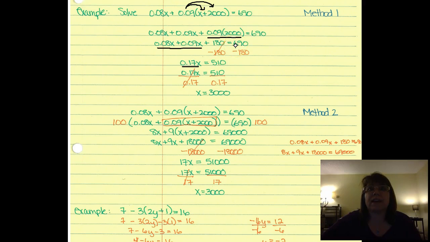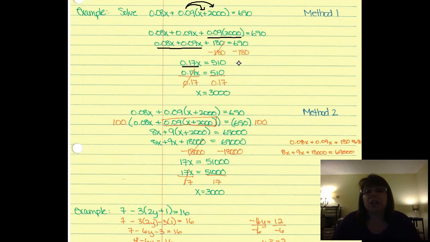So 690 minus 180 is 510. So my problem now is 0.17x equals 510.